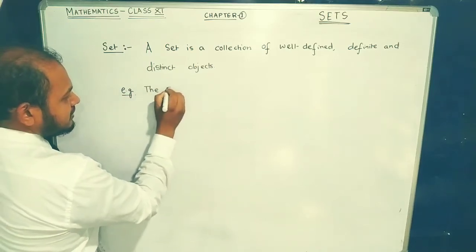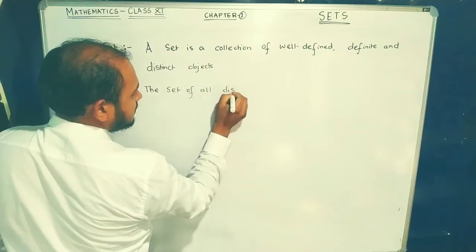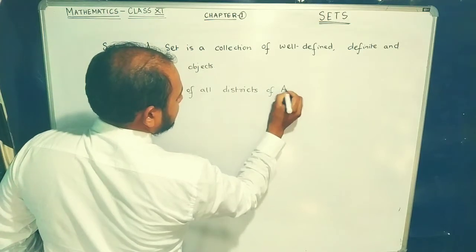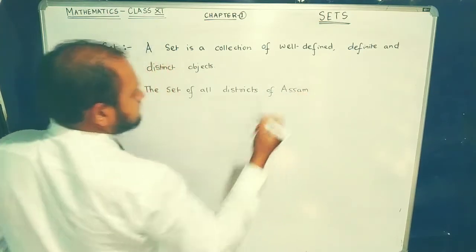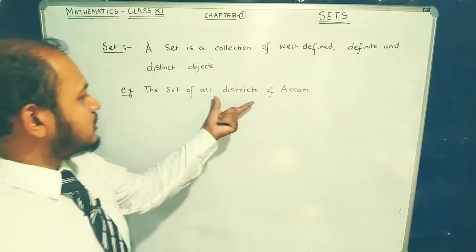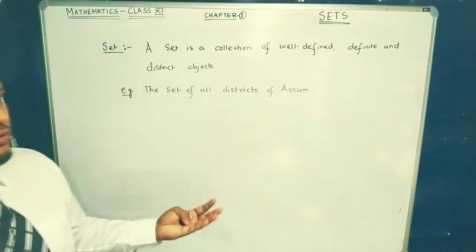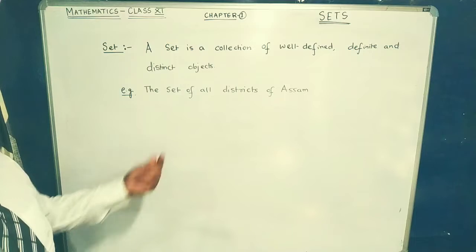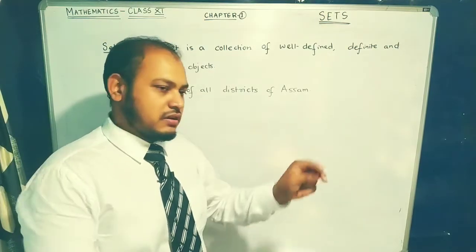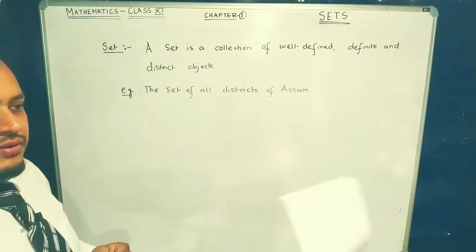if I say the set of all districts of Assam, is this a set or not? Yes. If we say all districts of Assam, it includes Hailakandi, Silchar, Karimganj, Badarpur and all the rest of the districts. The number of districts in the state of Assam is fixed, and we know all the districts, and each district is different from the other.